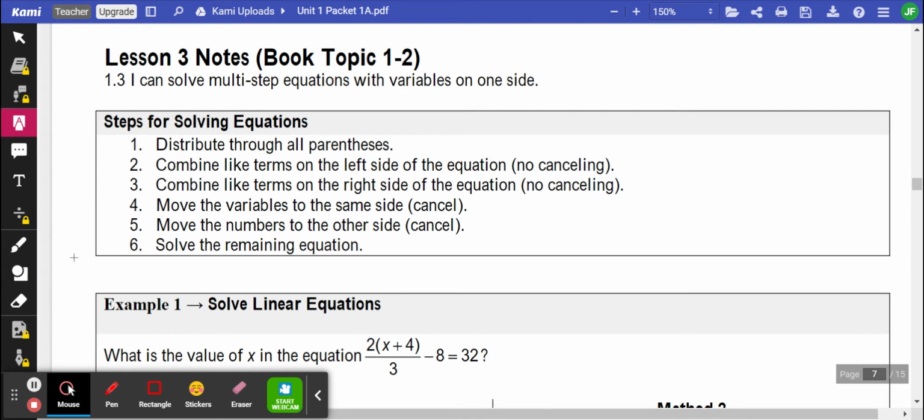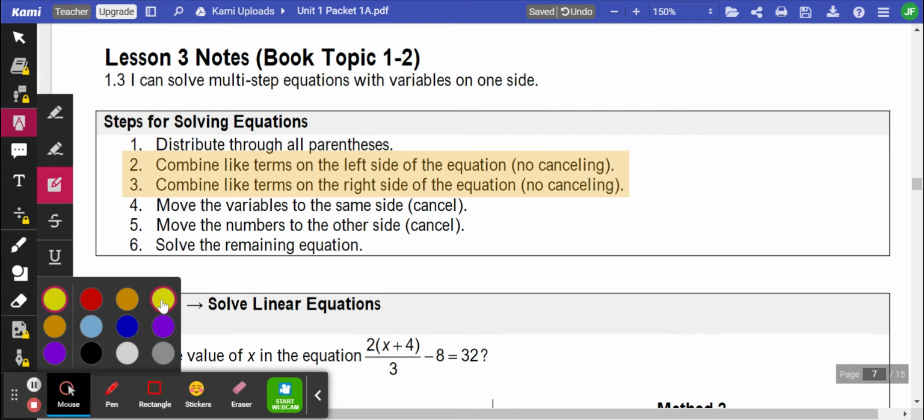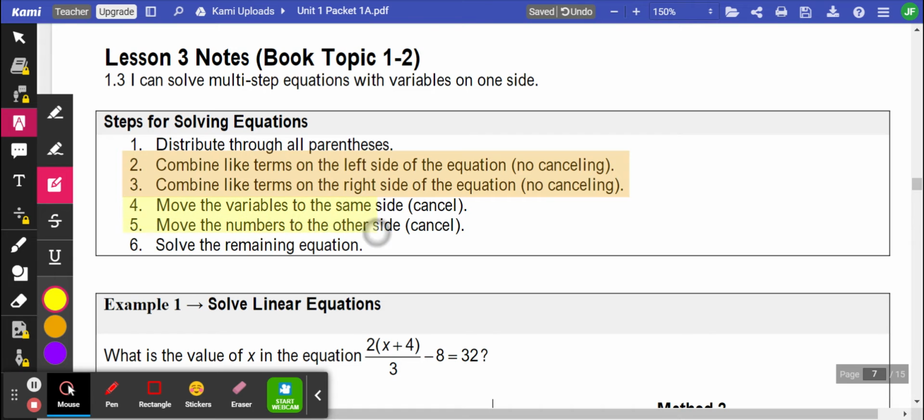So first step is to distribute through all the parentheses. There is an option outside of that, and you'll see that in the example that we're doing first. The second step is to combine like terms on the left side of the equation and then combine like terms on the right side. You'll see that when you are combining like terms and just looking at a side of the equation, you do not cancel them, you simply combine them together. So don't change any signs or do the opposite of anything, just combine them together. And then when you're moving things to the other side, you will cancel. And then solve the remaining equation.